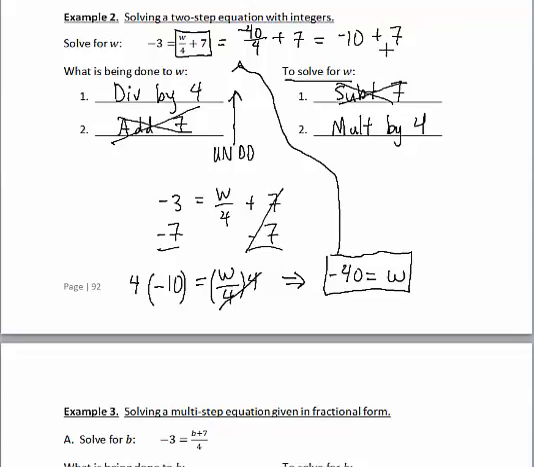The next operation on the order of operations list is add 7. Negative 10 plus 7 is negative 3. And we see that the right hand side works out to match the left hand side. So W equals negative 40 checks out.